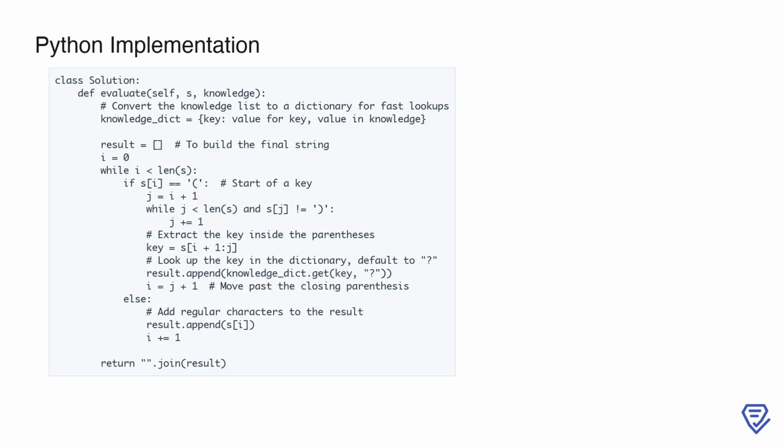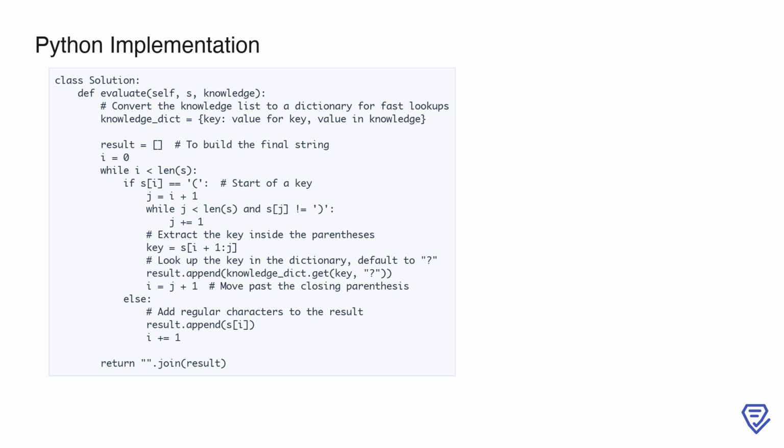This Python implementation solves LeetCode problem 1807, Evaluate the Bracket Pairs of a String. Let's break it down step by step. First, we are tasked with replacing placeholders of the form (key) in the string s using a mapping provided in the knowledge list. If a key is not found in the knowledge list, we replace it with a question mark.